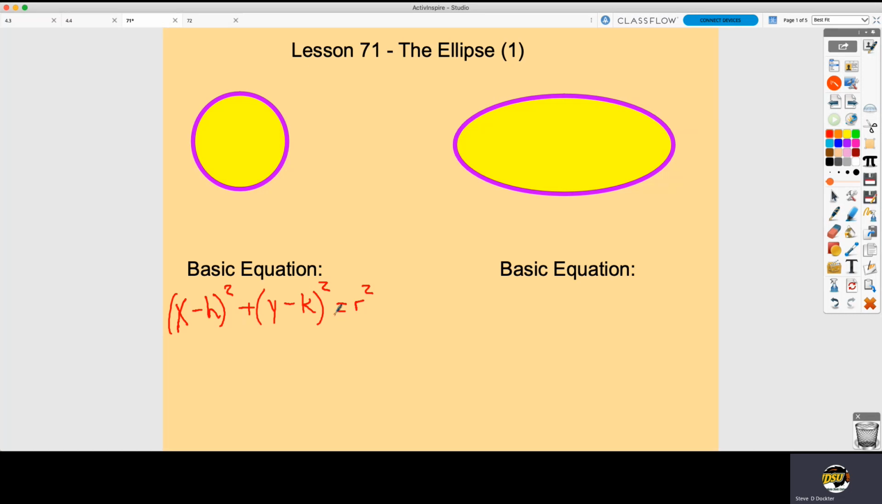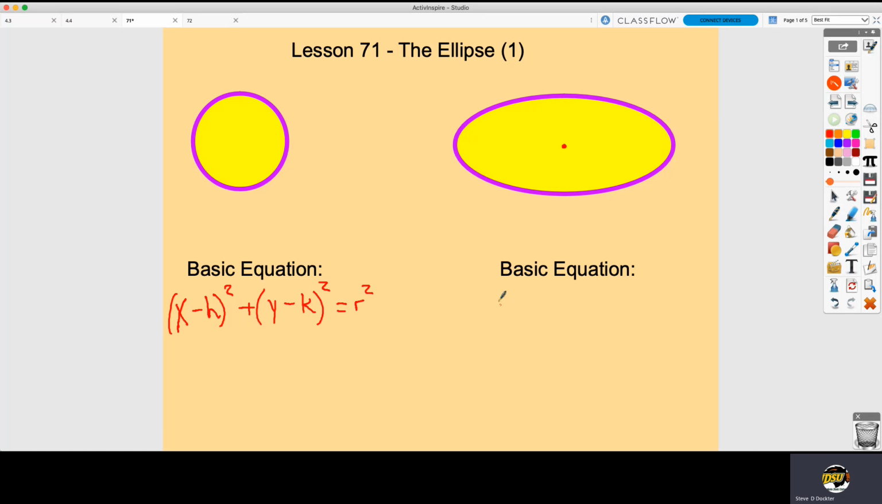Now, there are a lot of the same characteristics, Maxwell, of an ellipse as there is with a circle. But the biggest part is that the radius is constantly changing in this. As you can see, if we've got the center approximately there, this distance is very different from this distance. Because of that, we have to change the equation just a little bit too.